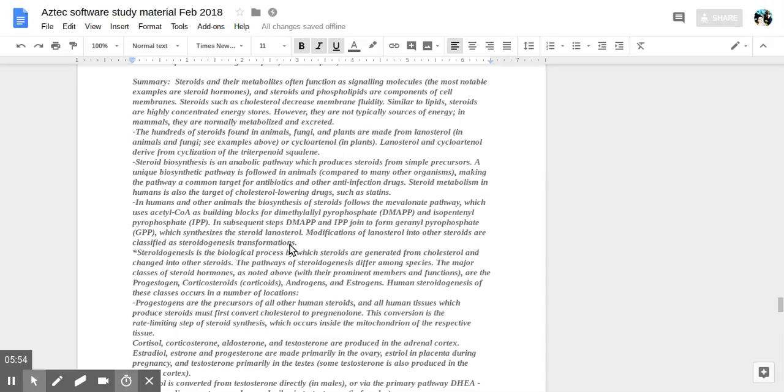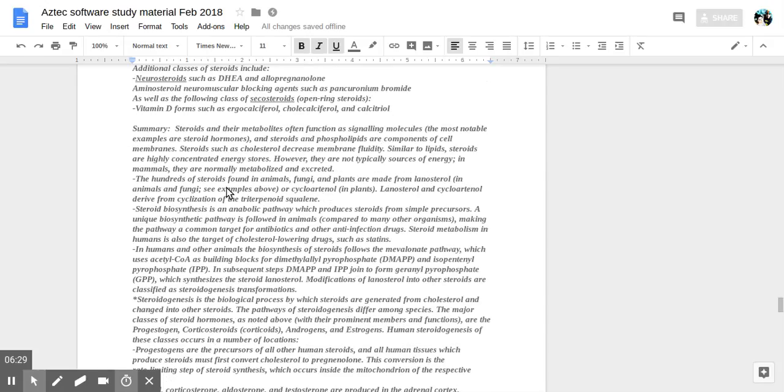Similar to lipids, steroids are highly concentrated energy stores, they do storage of energy. However, they are not typically sources of energy. In mammals, they are normally metabolized and excreted. Hundreds of steroids found in animals, fungi, and plants are made from lanosterol in animals and fungi, or cycloartenol in plants. Lanosterol and cycloartenol derive from cyclization of the triterpenoid squalene.